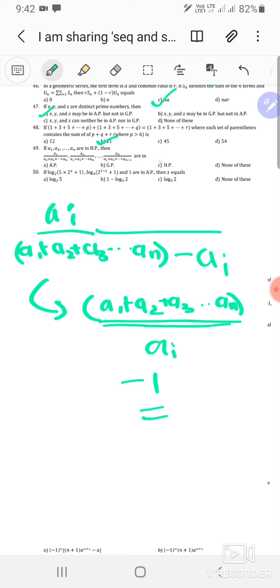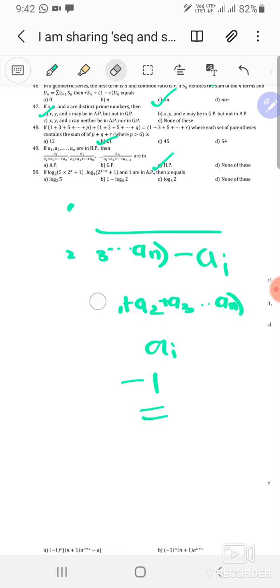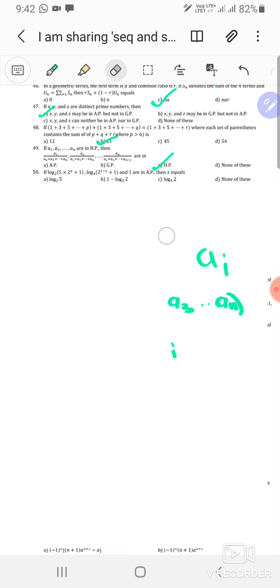Okay, fine. So these are supposed to be in harmonic progression. So the next question is, if log base 2 of 5 into 2 power x plus 1, log base 4 of 2 power 1 minus x plus 1, and 1 are in arithmetic progression, then x equals, fine.